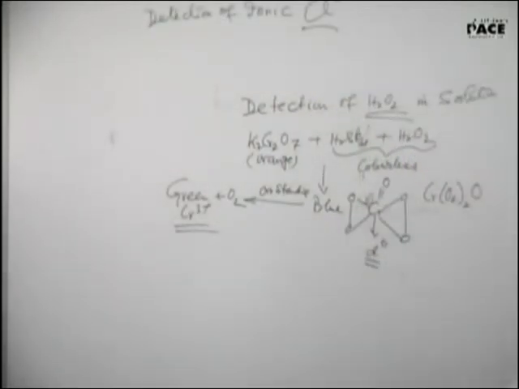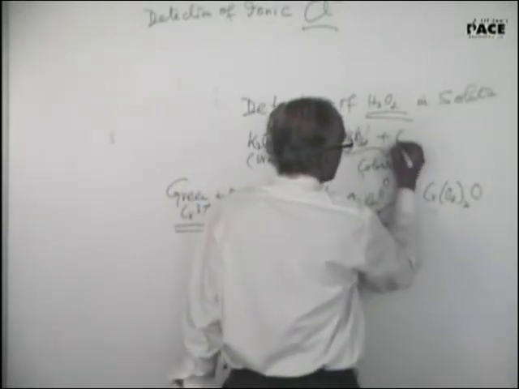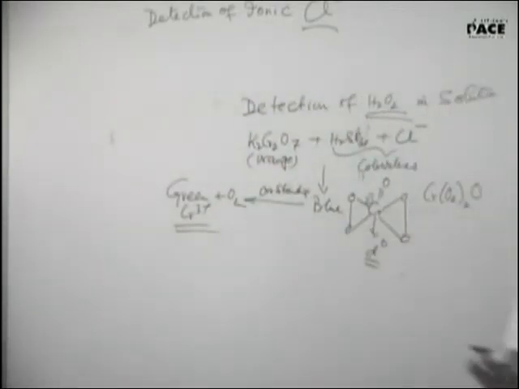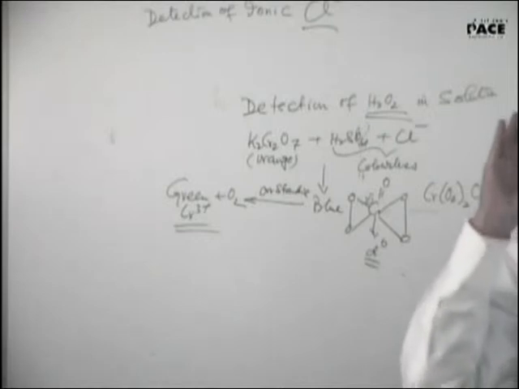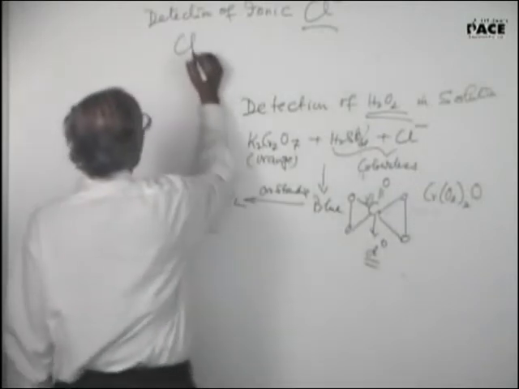Potassium dichromate can also be used to detect the presence of ionic chloride. If an ionic chloride is present, the potassium dichromate gives a test, not covalent chloride. Mercury chloride will not give this test. Stannic chloride will not give this test. Lead chloride will not give this test. Okay? Only when the ionic chloride is present. This is called the chromyl chloride test.